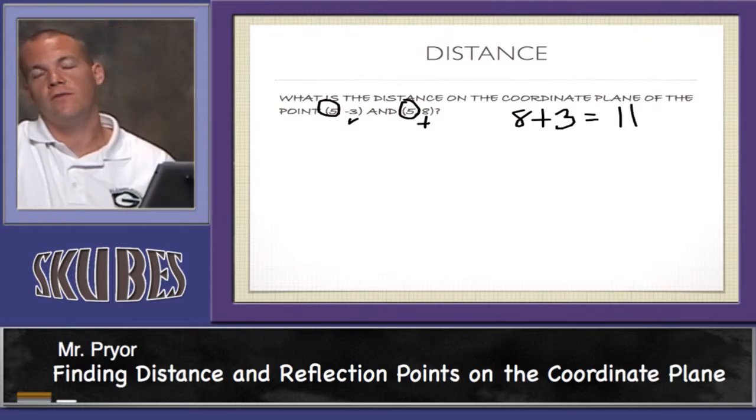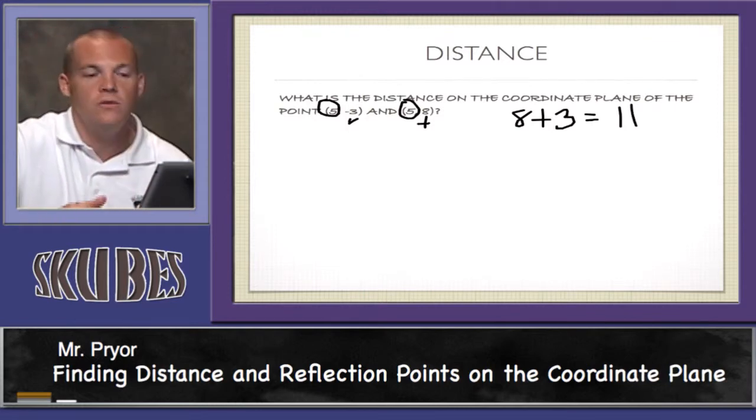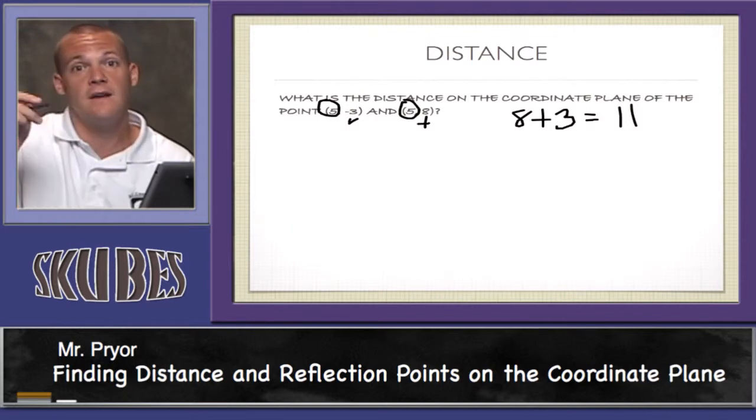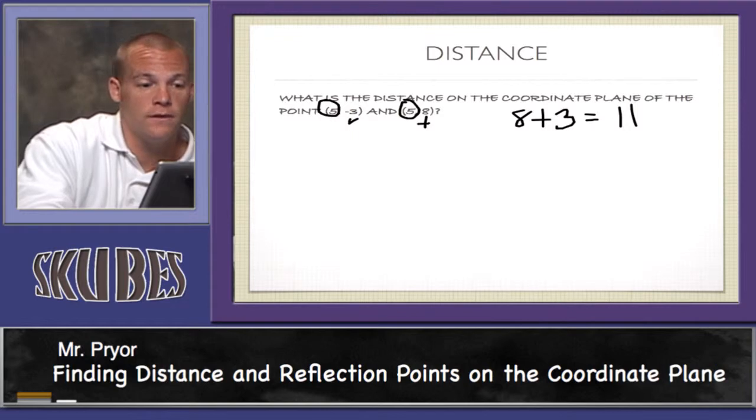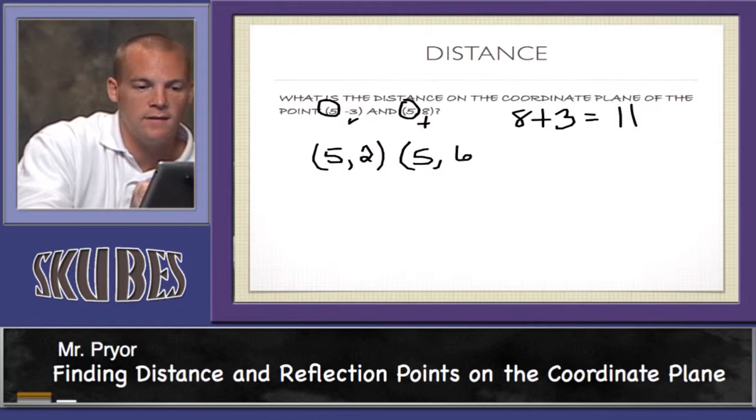Now again, if you get confused or you're not quite sure, you can always draw it out, plot the points, and count it. That's always a good backup plan. What I want to show you real quick before we move forward, though, is what happens. Let me modify this to 5, 2, and let's say the other point would be 5, 6.